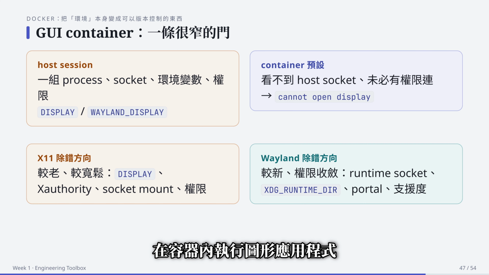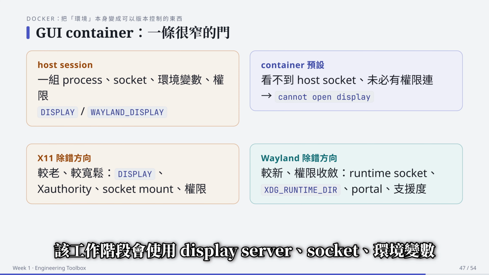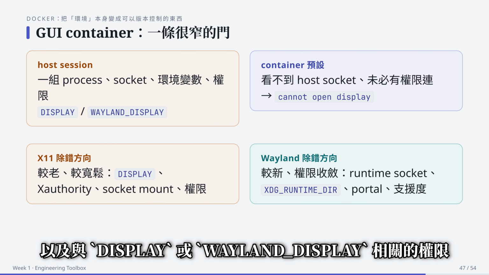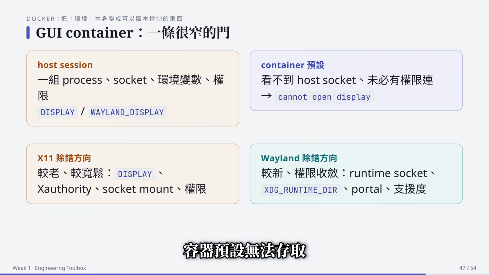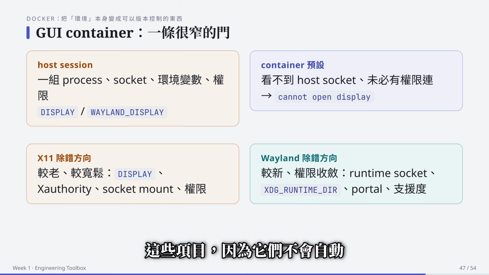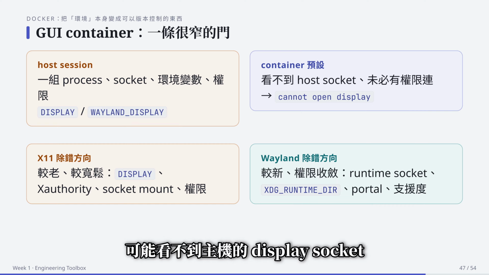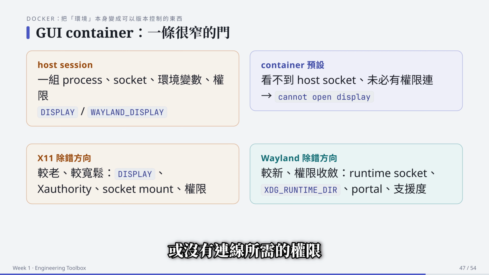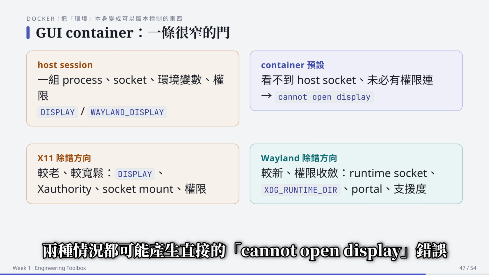Running a graphical application inside a container requires a carefully controlled connection to the host's desktop session. That session uses a display server, sockets, environment variables, and permissions associated with DISPLAY or WAYLAND_DISPLAY. A container doesn't receive access to any of them by default because they don't automatically cross the isolation boundary. As a result, an application in a container may be unable to see the host's display socket or may lack permission to connect to it. Either situation can produce a blunt "cannot open display" error.